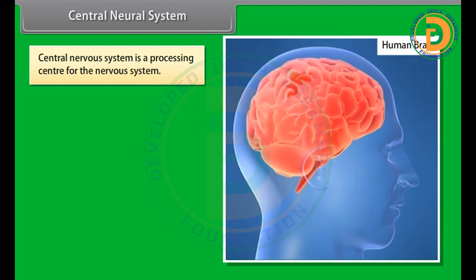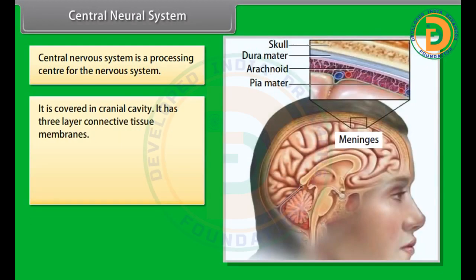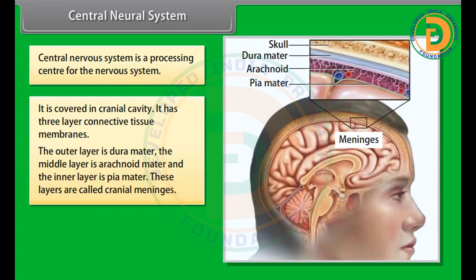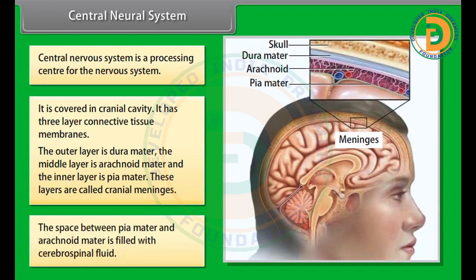Central nervous system. The central nervous system is the processing center for the nervous system. It is covered in the cranial cavity. It has three layers of connective tissue membranes. The outer layer is dura mater, the middle layer is arachnoid mater, and the inner layer is pia mater. These layers are called cranial meninges. The space between pia mater and arachnoid mater is filled with cerebrospinal fluid.